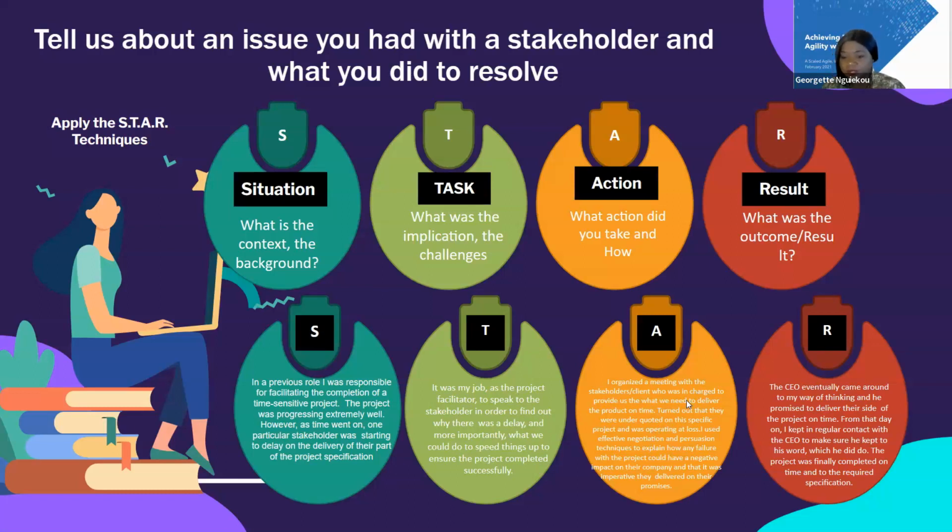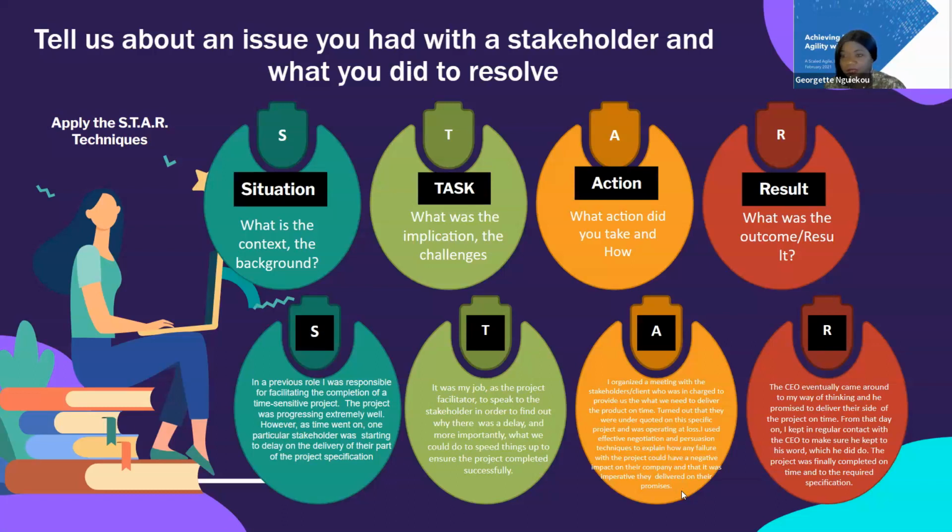I organized a meeting with the stakeholder or the client who was in charge of providing what was needed to deliver the product on time. It turned out that they were undercosted on this specific project and were operating at a loss. I used effective negotiation and persuasion techniques to explain how any failure with the project could have a negative impact on their company, and that it was imperative that they deliver to us as promised, because we have a contract.